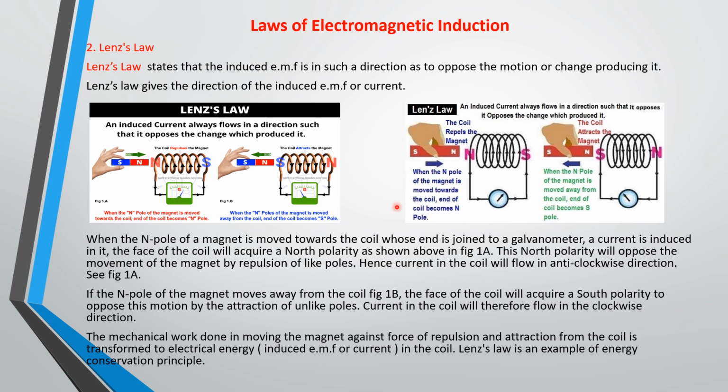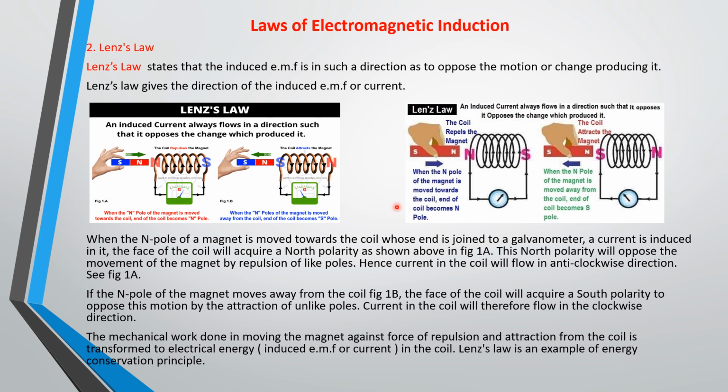It acts in such a way as to oppose the motion. You are bringing in the magnet close and it is pushing your hand backward. It acts in such a way as to oppose the motion or change producing it. You are pushing your hand in, which means that you now have to exert more force to push the magnet to the solenoid. That force you are exerting is a mechanical energy that you are putting in. You are now doing work.